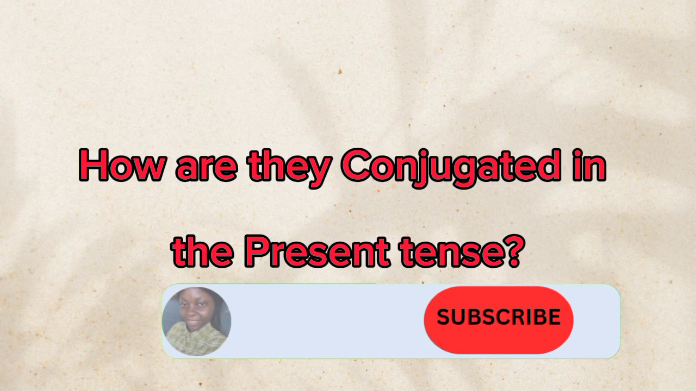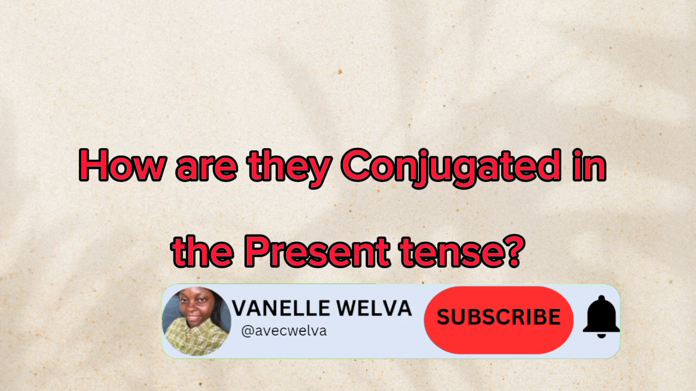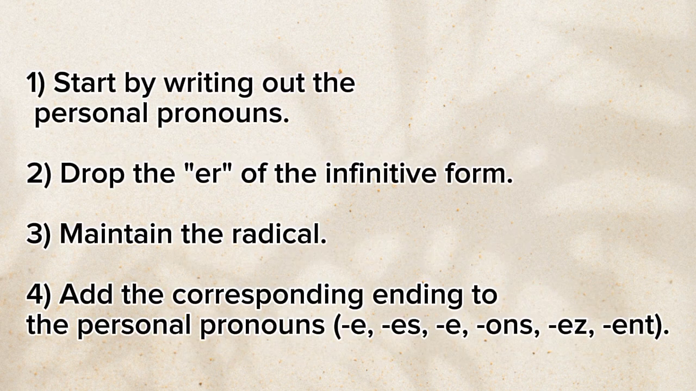But how are they conjugated in the present tense? To conjugate these verbs in the present tense, you start by writing out the personal pronouns. You drop the er of the infinitive form. You maintain the radical. And you add the corresponding ending to the personal pronouns: e, es, e, ons, ez, ent.